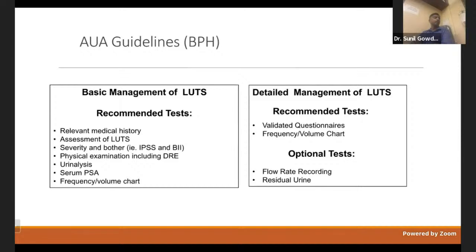So a detailed medical history is a very important part in the management of this patient, followed by assessment of LUTS. As I told you, there are 7 lower tract symptoms which need to be assessed: the irritative or storage symptoms, that is frequency, urgency, nocturia, as well as the voiding symptoms like hesitancy, poor stream, intermittency, straining to void, and sensation of incomplete emptying. These are the 7 lower tract symptoms which have to be assessed completely in these patients. They should be assessed for severity, and we should also assess how bothersome the symptoms are for the patient.